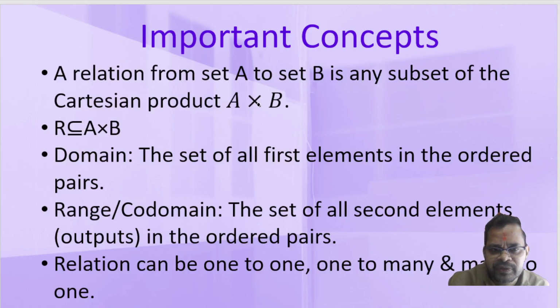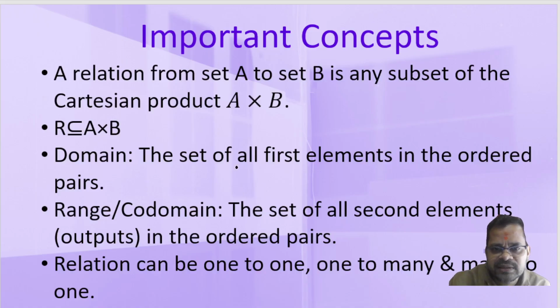A relation from set A to set B is any subset of the Cartesian product A x B. So how do you express it? R is a subset of A x B. There are two important things that come up in a relation, and usually the question will ask you to find the domain and find the range. So what is a domain and what is a range within relations? Please pay attention, because usually the questions come from these areas.